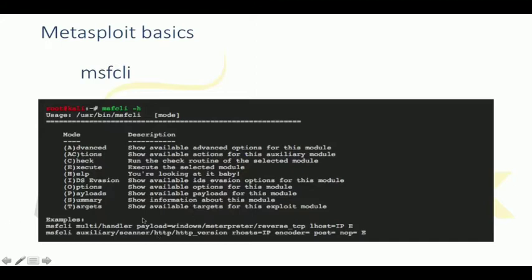So here is an example of some of the commands you can run. msfcli multi/handler, payload equals windows/meterpreter, using a reverse TCP connection, which means the host calls back to you, and LHOST equals your IP, then E to execute. And then you would have auxiliary/scanner/http/http_version, RHOST, then the IP address, then the encoder, post, and NOP, then execute.